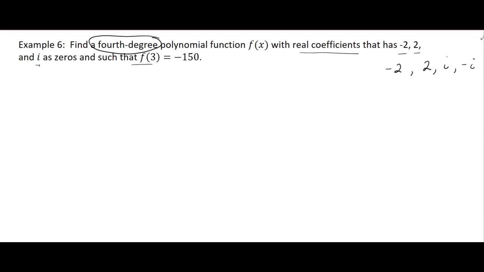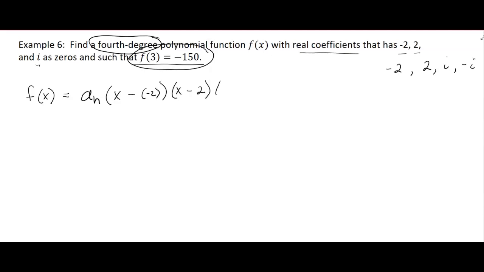And it says, and such that f of 3 is -150. Now, we're going to get to this part, but not till the end. So we're going to write f of x is equal to some constant that we don't know. That's what we're going to talk about at the end. But then we can say x minus -2, x minus 2, x minus i, and x minus a negative i. That is the polynomial. Okay, so now the first thing we're going to do is clean this up a little bit.